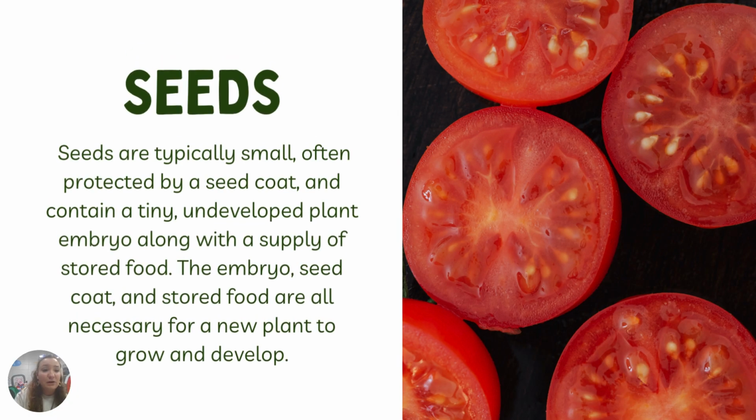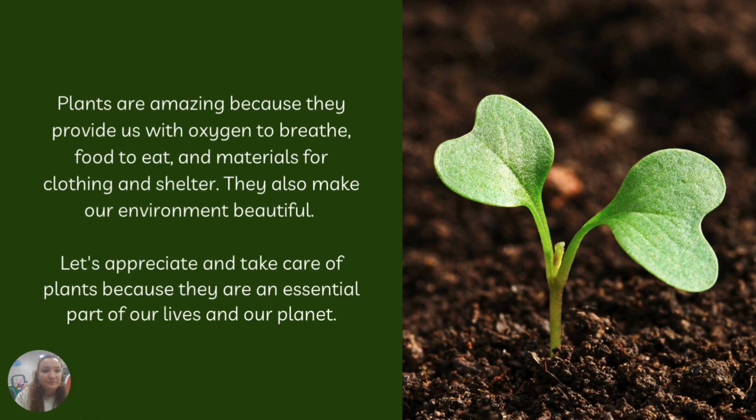Seeds are typically small, often protected by a seed coat, and they contain a tiny undeveloped plant embryo along with a supply of stored food. The embryo, seed coat, and stored food are all necessary for a new plant to grow and develop. Some seeds that you may eat are corn and peanuts and sunflower seeds.